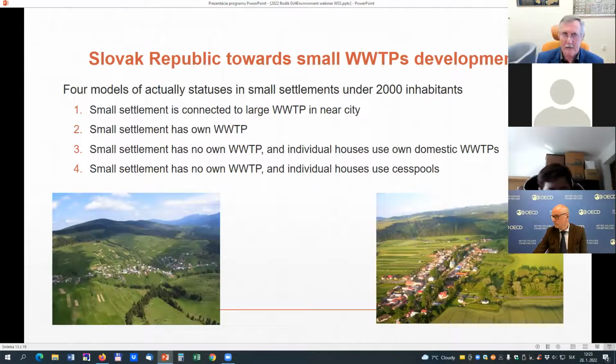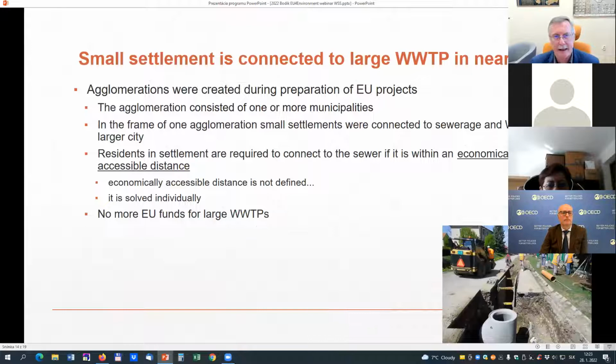Okay, there are 4 systems, 4 statuses or models, in small settlements under 2,000 inhabitants in the Slovak Republic. I go to the next slide and I can explain these 4 statuses or 4 systems. The first one is to connect small settlements to the large wastewater treatment plants in the nearby cities. During the European projects, we started to create agglomerations. An agglomeration was created for preparation of an EU project for financial support, and the agglomeration consisted of 1 or more municipalities.